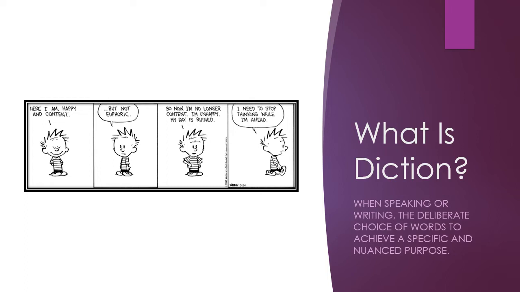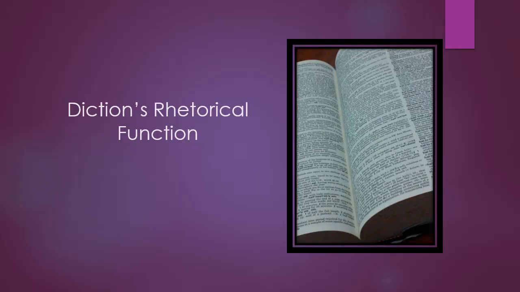And that can happen. So let's talk a little bit more about diction's rhetorical function then, this function of achieving a specific purpose. So there are essentially three rhetorical functions for diction. The first is that carefully considered diction is going to convey multiple layers of meaning to an audience.